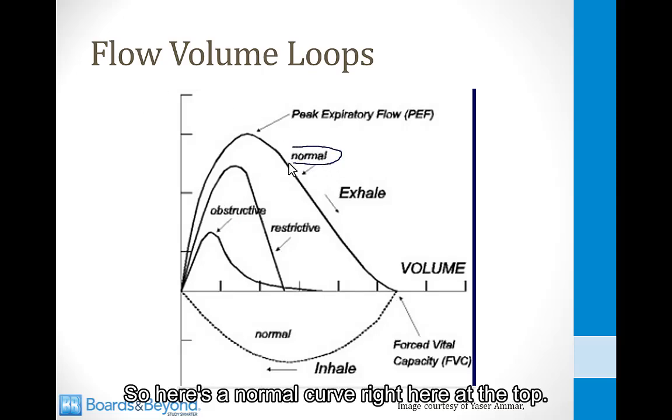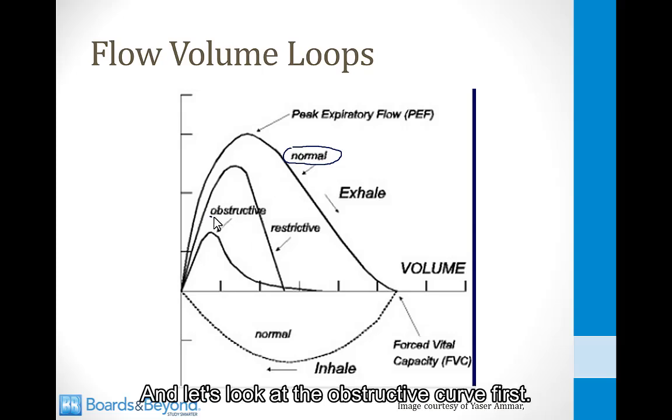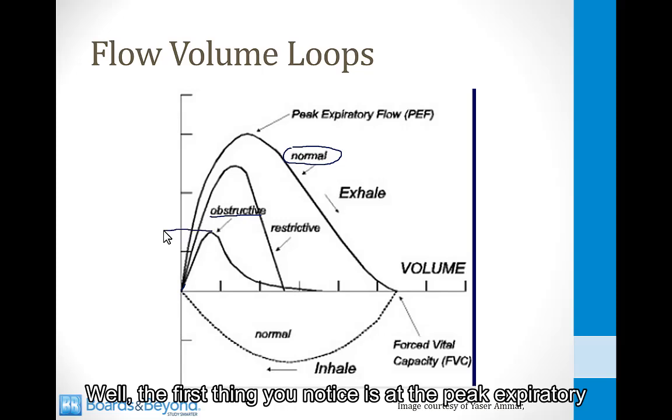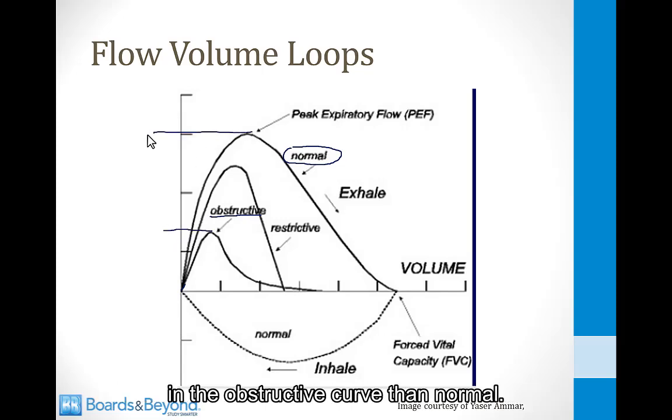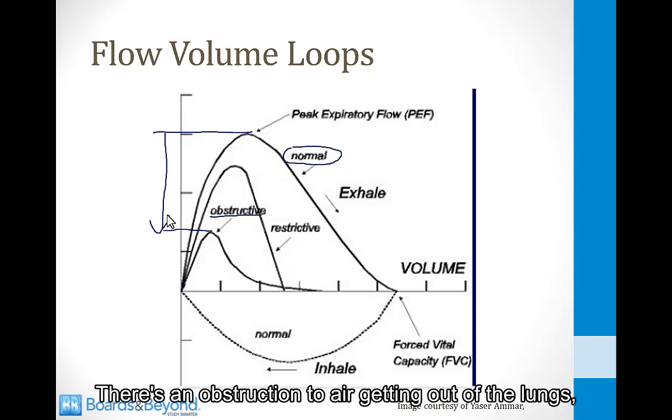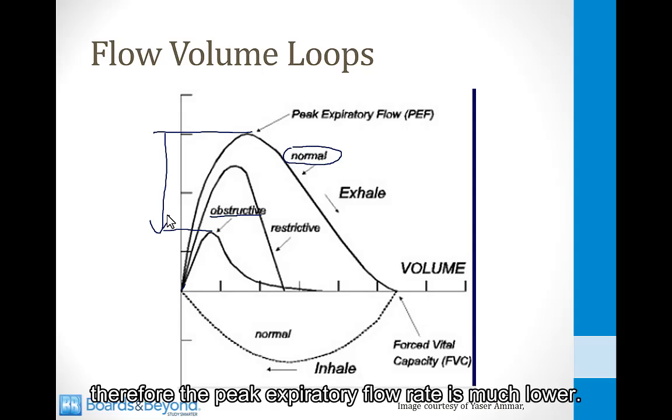So here's a normal curve right here at the top. And let's look at the obstructive curve first. So what's going on there? Well, the first thing you notice is that the peak expiratory flow rate is much lower in the obstructive curve than normal. Normal is up at the top here, and it goes all the way down to here in obstruction. And that should make sense to you. There's an obstruction to air getting out of the lungs. Therefore, the peak expiratory flow rate is much lower.